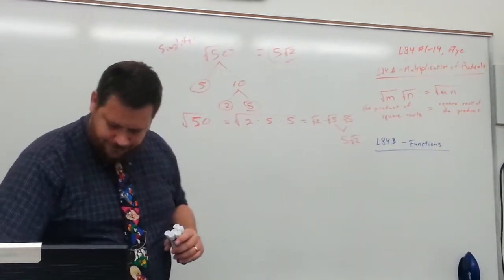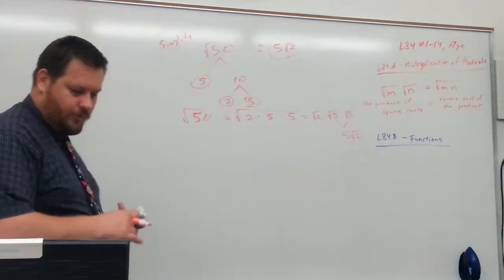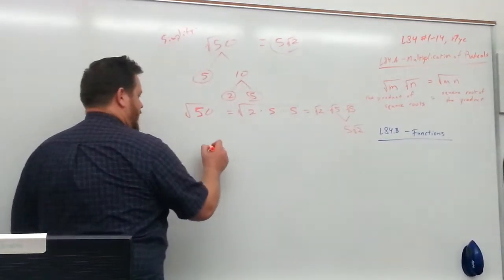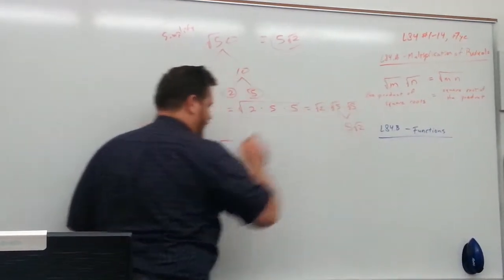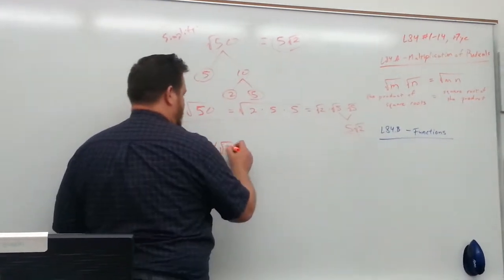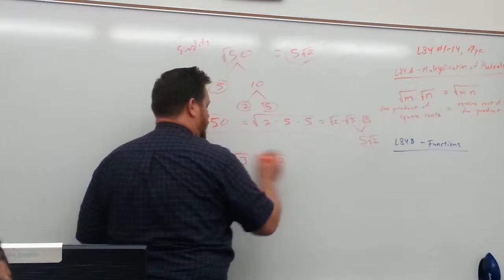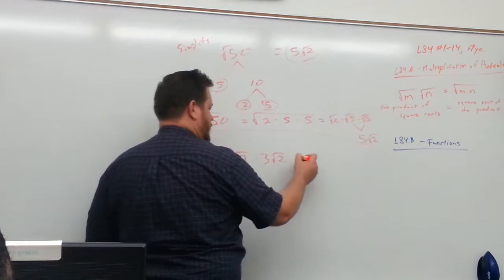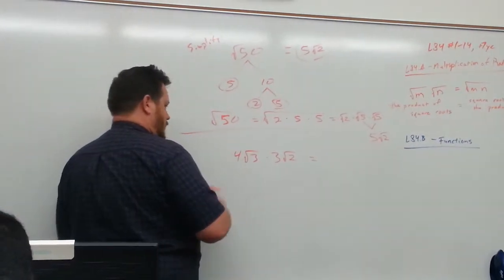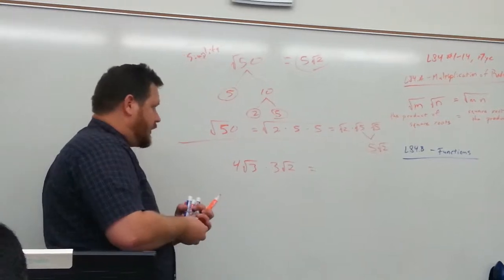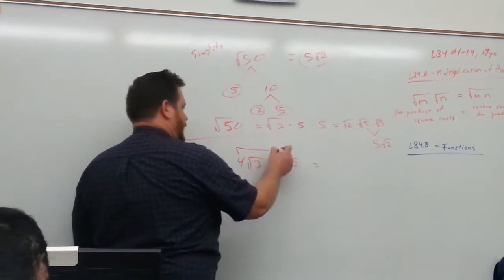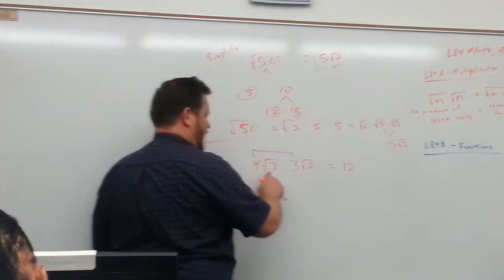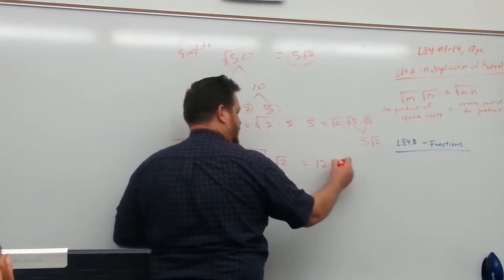So what we're going to do is take that idea and add a little bit to it. Let's say that we have, so that's the example problem, 4 radical 3 times 3 radical 2. That's 4 times rad 3 times 3 times rad 2. Let's see. 4 times 3 is what? 12. That's 12. And following this rule here, rad 3 times rad 2 is rad 6.